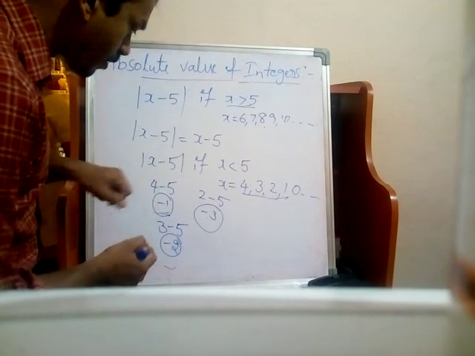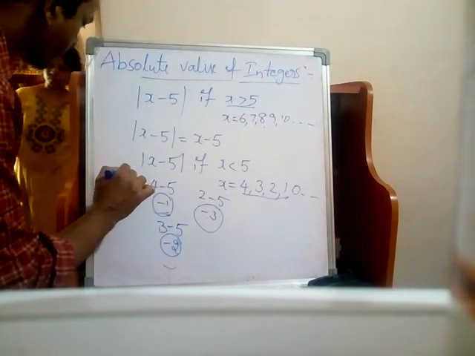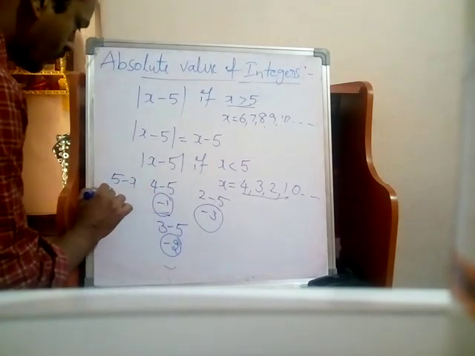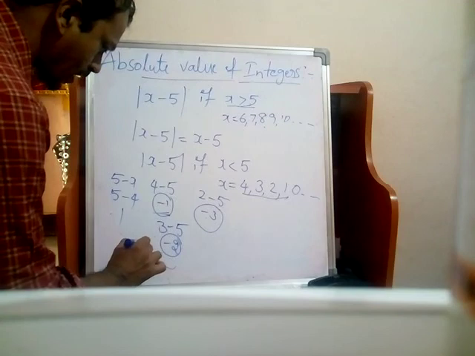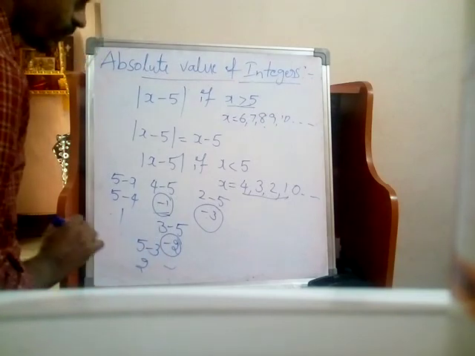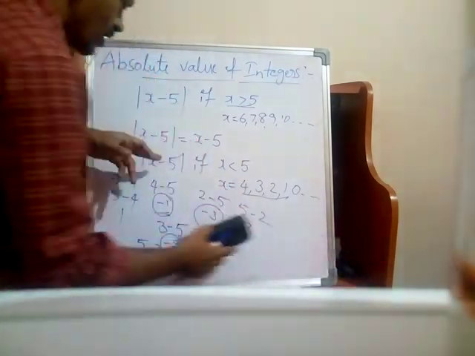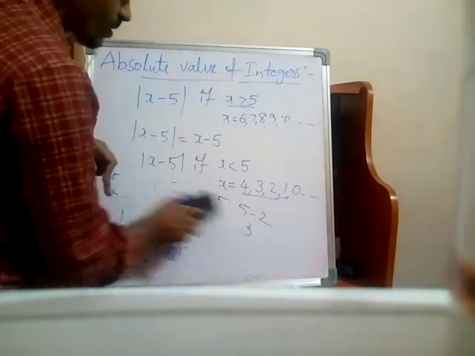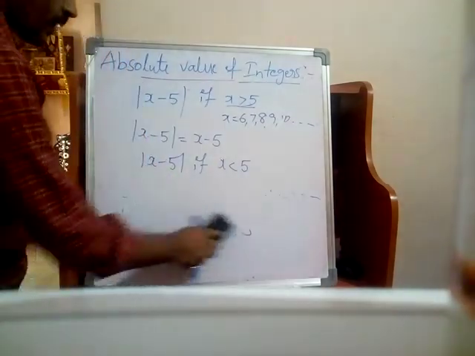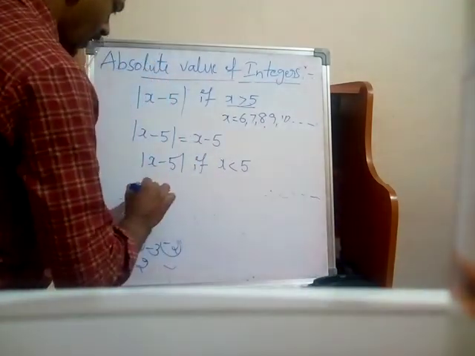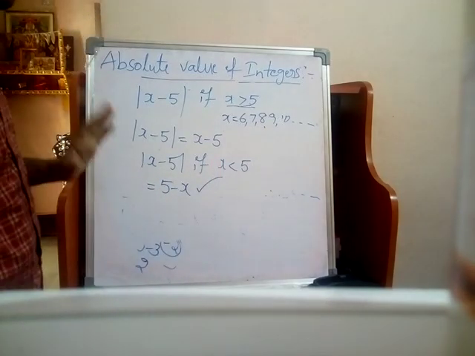So when will you get positive? If you take 5 minus x, the result is 5 minus x. So 5 minus 4 we get positive, 5 minus 3 we get positive, 5 minus 2 we get positive. So modulus of x minus 5, if x is less than 5, what is the solution? 5 minus x. If you take 5 minus x, the result is positive.